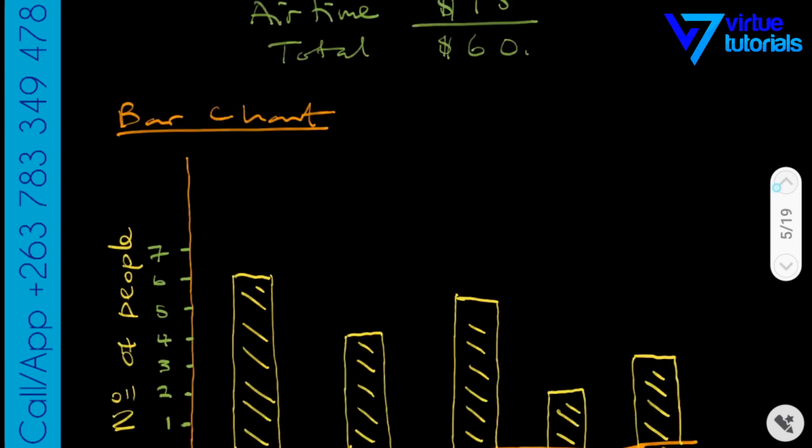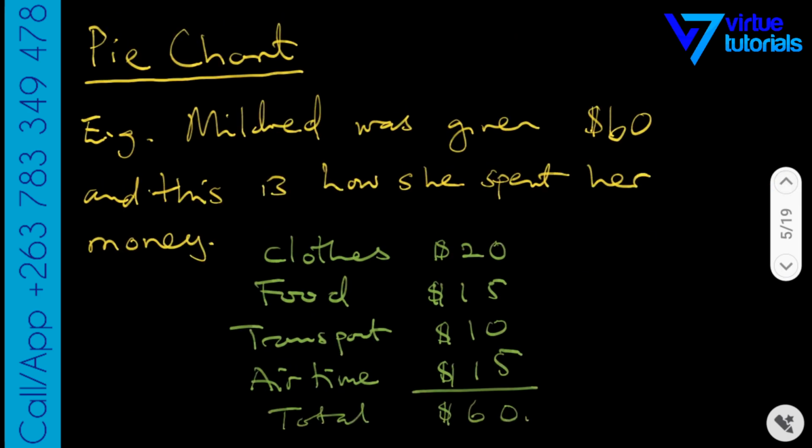Now, the second thing is a pie chart. So here's an example. Mildred was given $60, and this is how she spent her money. She spent $20 on clothes, $15 on food, $10 on transport, and $15 on airtime.